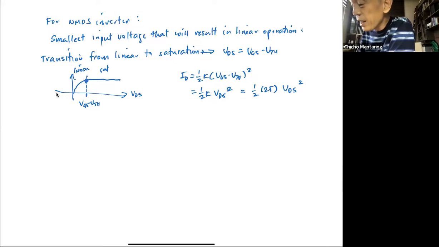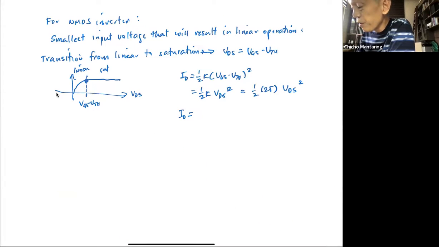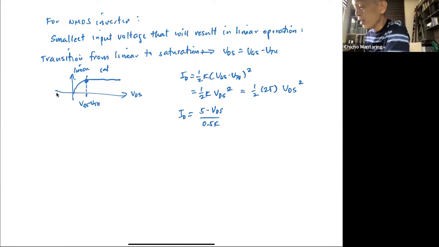But ID is also equal to this, no? 5 minus VDS over R. So 5 minus VDS over, I want ID to be in mA, so I'm going to use 0.5K. No? 500 ohms is 0.5K. Okay, therefore, I can equate now these two. No? I can equate these two.